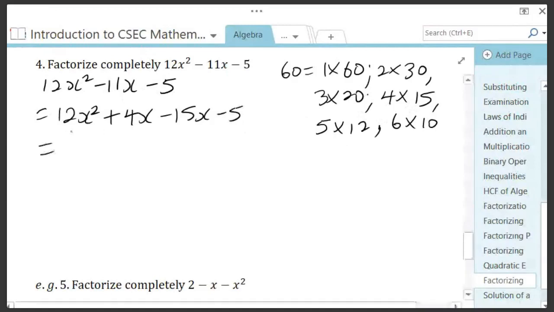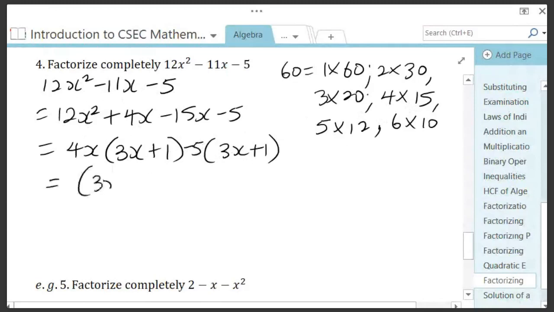So the HCF of the first two terms here is 4x. 12x squared divided by 4x is 3x. 4x divided by 4x is positive 1. Repeat the brackets here: 3x plus 1. Minus 15x divided by 3x is minus 5. So this becomes 3x plus 1 times 4x minus 5.